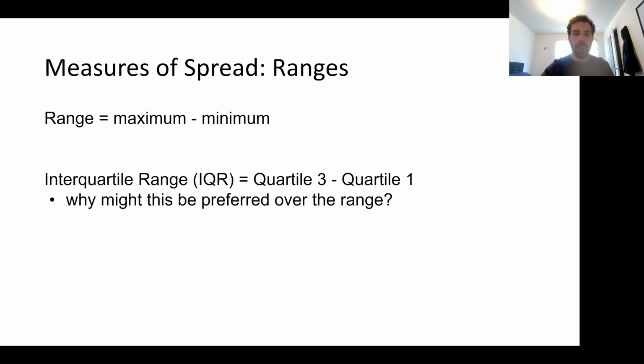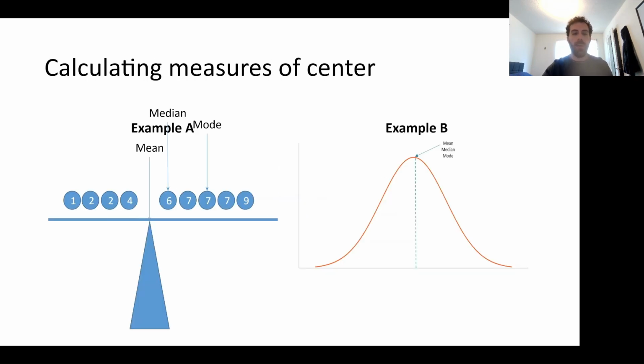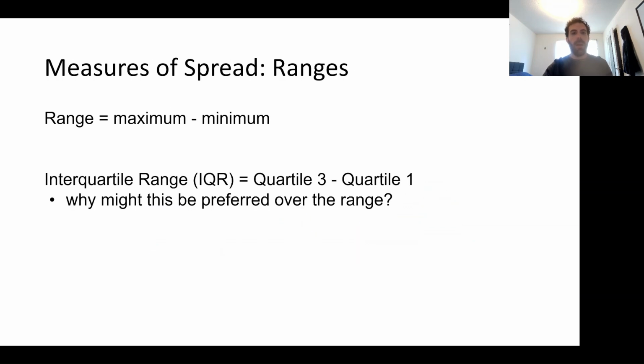So to go back to example A, the range here is 8, because our maximum is 9, our minimum is 1, and it spans a distance of 8. The interquartile range, often referred to as the IQR, is quartile 3 minus quartile 1.